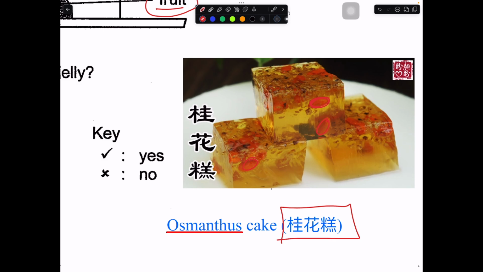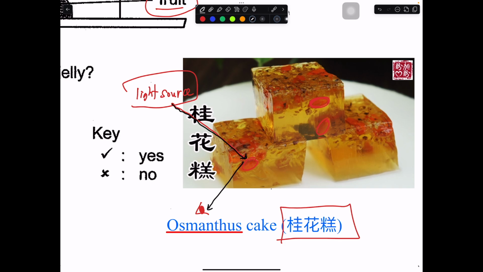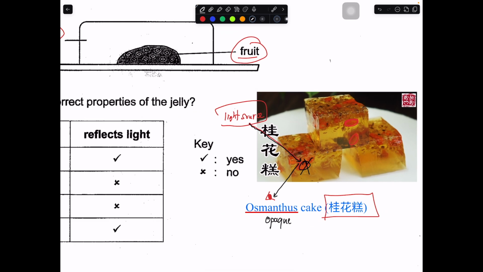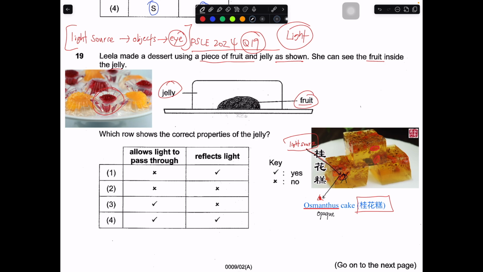It's because of your eyes. Let me draw eyes over here. There's a light source. The light source hits onto this object by passing through the jelly, and then it reflects into your eyes. That's how you are able to see the fruit. If the Osmanthus cake were indeed opaque, you would not be able to see this fruit over here. So let's go back to this question, where we have the eye.